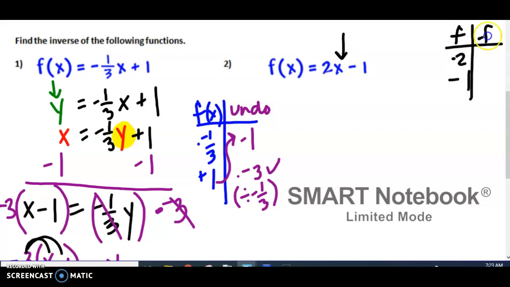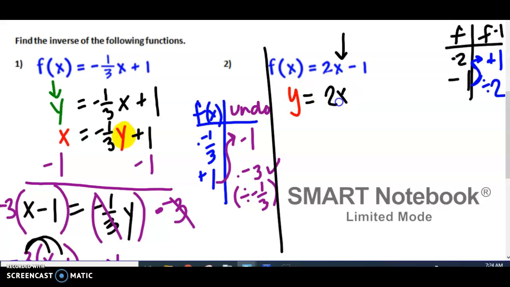So to undo that for the inverse, I have to take this guy at the end, and it becomes my first move. So how do I undo subtracting 1? I'm going to add 1 first. And then how do I undo multiplying by 2? I'm going to divide by 2. So that tells me exactly which steps I'm going to need for this problem. So first thing I do is change this to y equals. No more fancy notation for a few minutes. Switch my x with my y.